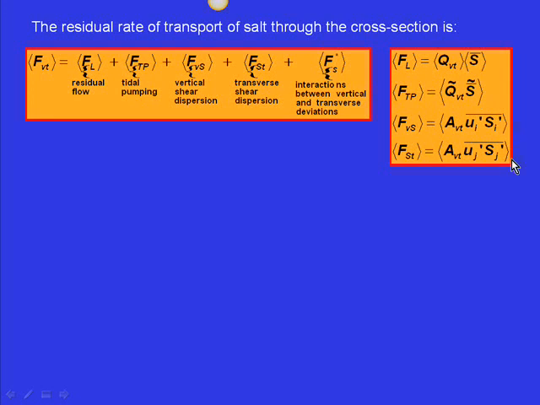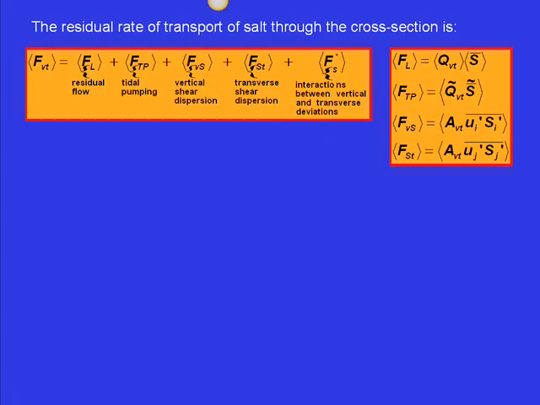And then you have these terms that we have paid very little attention to throughout the years, and people have just disregarded them. They say that they're too small. But again, I would insist that in regions where you have large shears, horizontally and vertically, you might find that these are important. So you have the vertical shear dispersion, which is this term, and the transverse shear dispersion. And then you have the interaction between vertical and transverse deviation. So this would be eddies that are transporting salt and that have both a horizontal and a vertical structure. That would be salt transport by that.